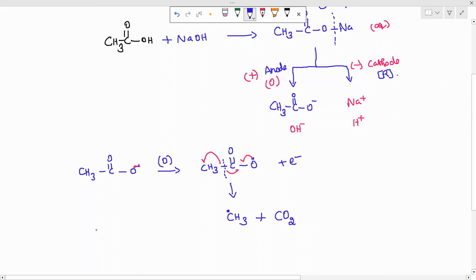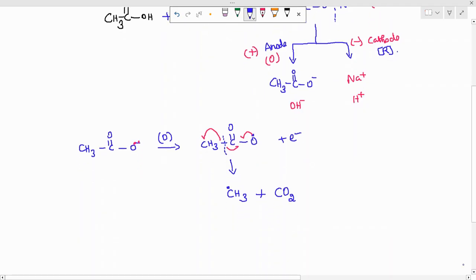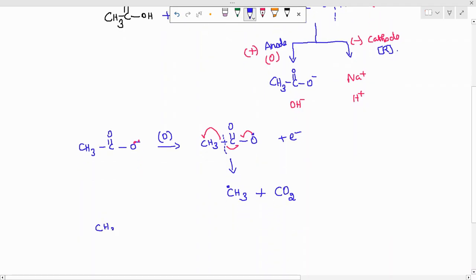If you have taken two molecules of acetic acid, then you will get two methyl radicals, and two methyl radicals combine together, and there will be a formation of CH3CH3. Hope you have cleared about this one. So in the anode compartment there will be the release of CO2 gas.